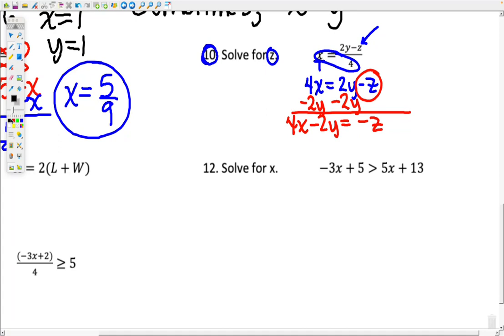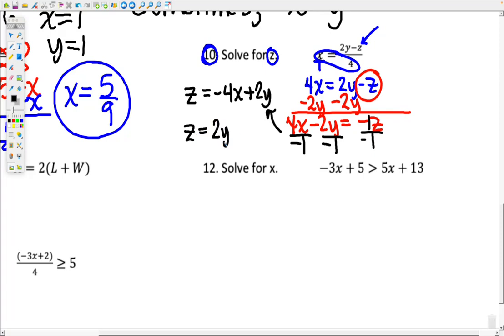Be careful. So many people are careless and they look at this and they're like, oh, I'm done, because they moved the 2y. But this sign right here stays with this. So that means it's an understood -1. Everything is divided by -1. You get a -1, you get a -1, you get a -1. Changes all the signs. So this gives me my final answer. Z equals -4x plus 2y.